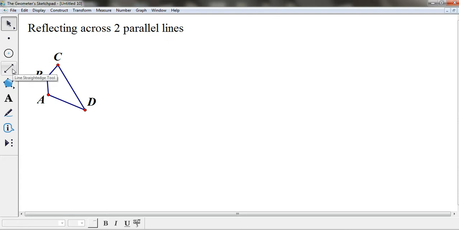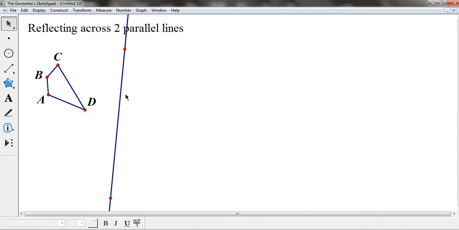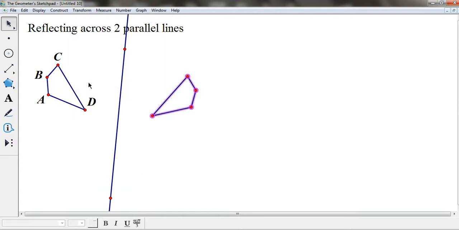So what I'm going to do is I have my figure, I'm going to get a line, and this is going to be my line of reflection. So the first thing I'm going to do, I'm going to mark that line as my mirror, and then I'm going to say, let's go ahead and reflect my figure across that line. So that's my first transformation, that first reflection. Then I'm going to go ahead and do it again.